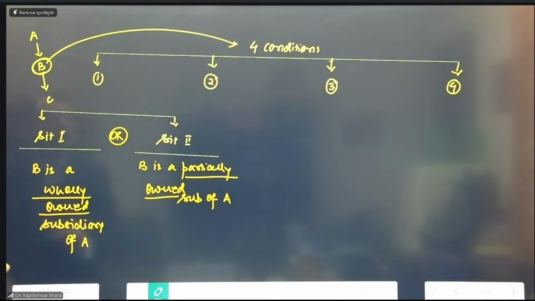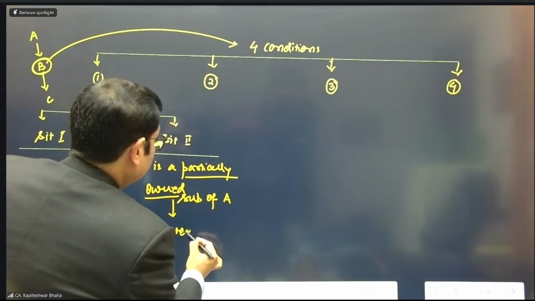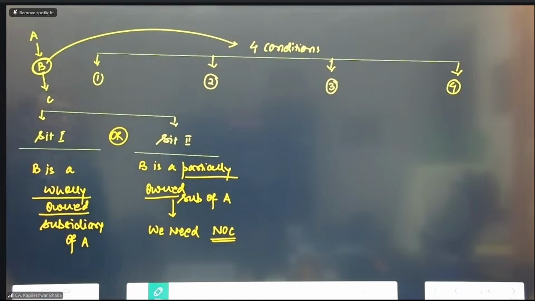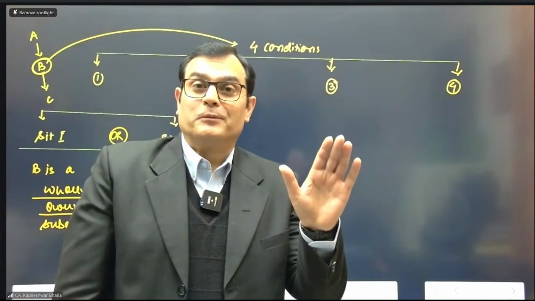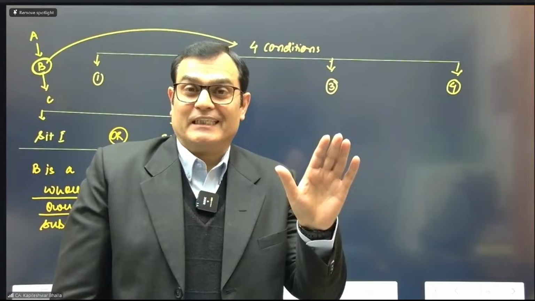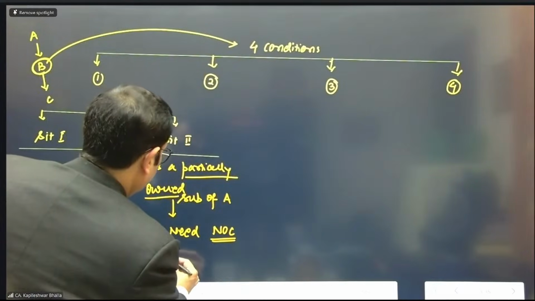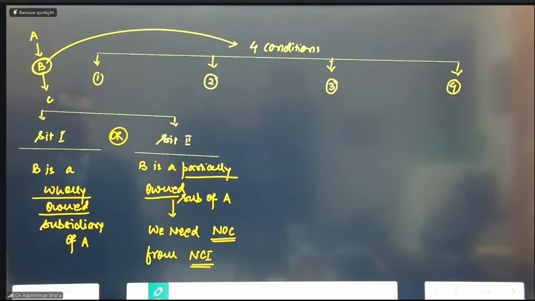Now, if it is partly owned, we need a NOC. I'm putting it as NOC, please don't write it in the exams as NOC. We just need a no objection. It's not a certificate, don't misinterpret that you need a certificate in NOC. It's just for understanding. So we need a NOC from the non-controlling interest in this case. The people who are other than the controlling interest, we need a NOC.